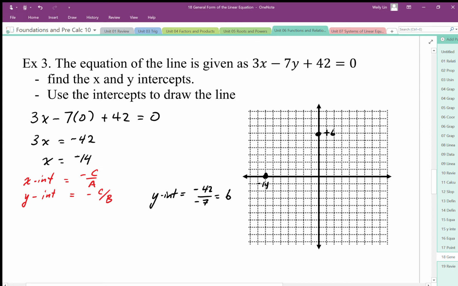So using those two coordinates, we can graph the line. I'm just going to connect those points. And there's the equation of my line. Sorry, there's the graph of my line. Okay, and again, we can find this by using the intercepts. The general form is fairly easy to use to find these intercepts, so I'm just going to highlight these, because these are useful ways to graph the line.